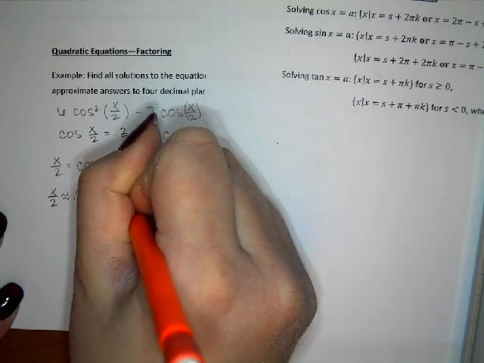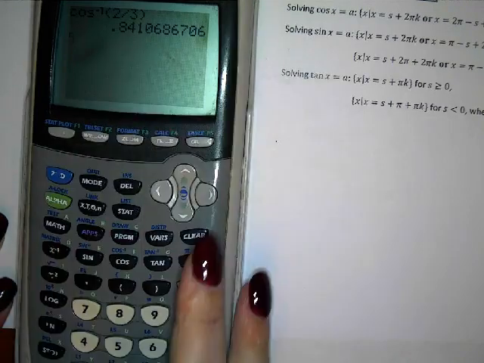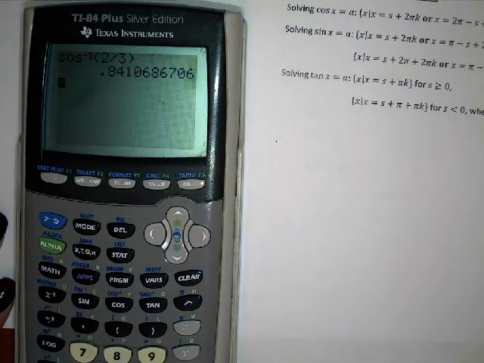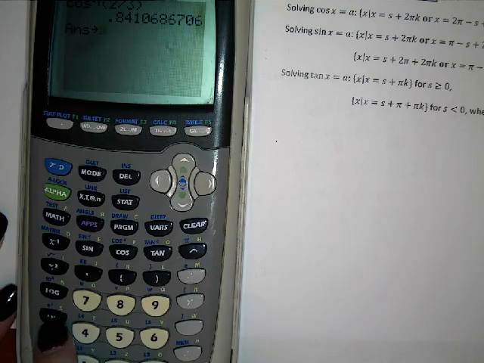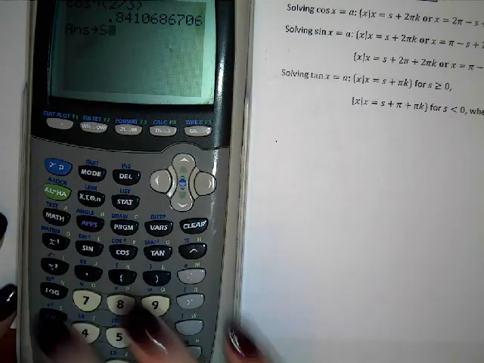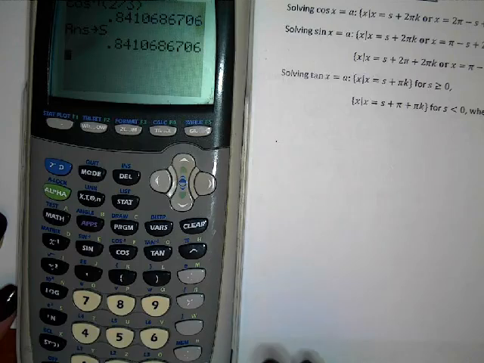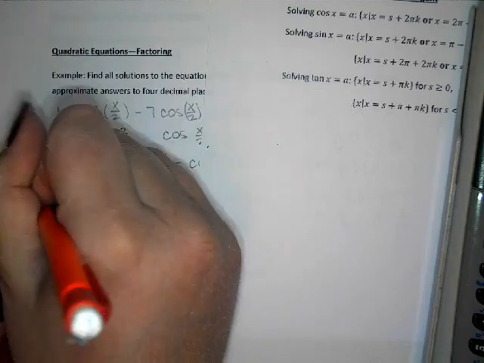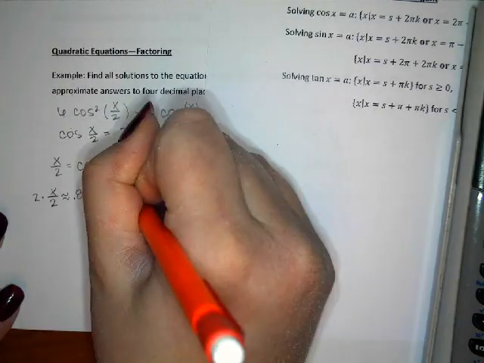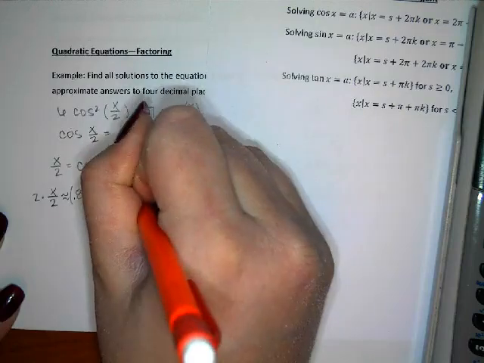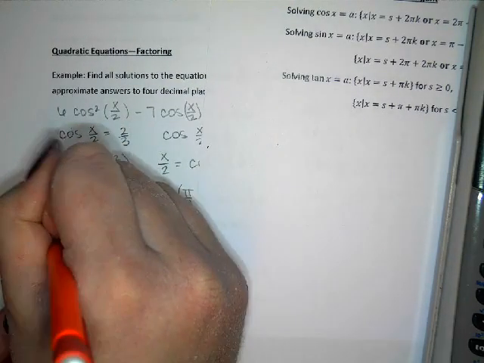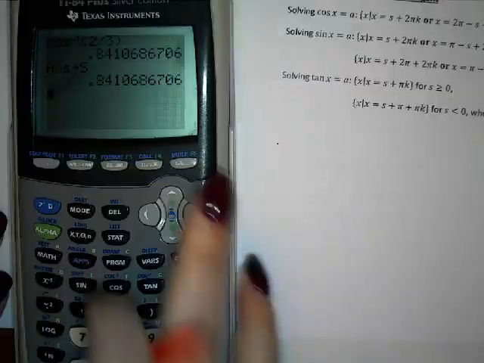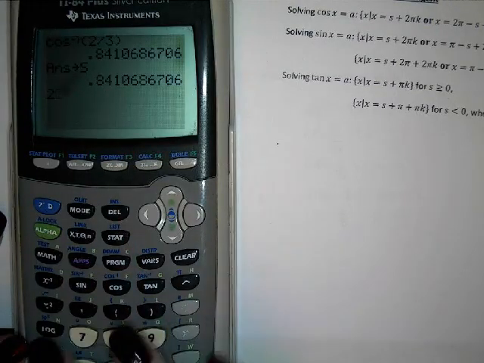And I'm going to take this 0.841 and I'm going to store this as, where's the S? S is right down here. I'm going to store this as S. Alpha ln is going to store it as S. Okay, and now I'm going to go ahead and take this and just multiply by 2 times 2. Okay, so I have x is approximately 2s, 1.682.